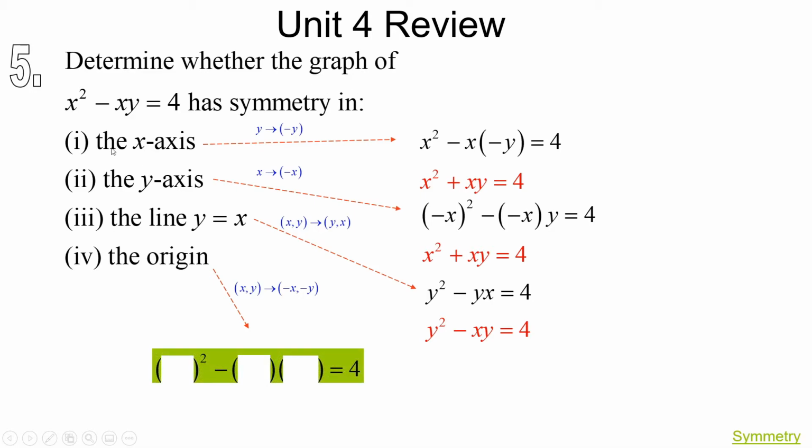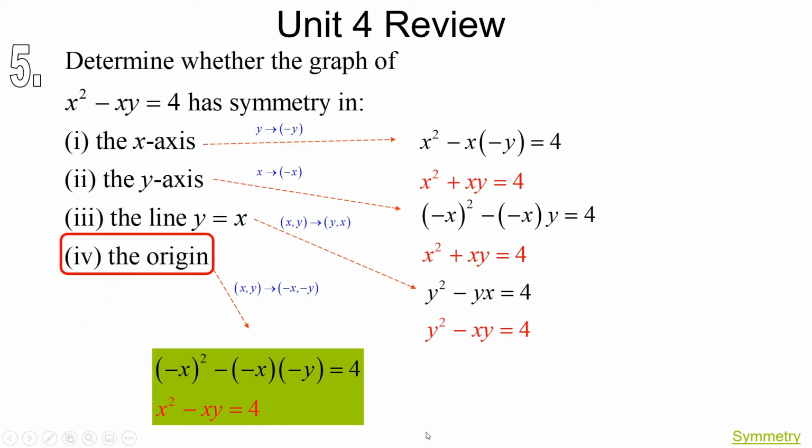All right, so this x squared becomes negative x squared, and then I've got minus x becomes negative x, y becomes negative y, and look at that. If I simplify it, negative x squared becomes an x squared, minus a negative x times a negative y becomes minus xy equals 4. That's the same equation right there in simplified form. So guess what? This relation right here, all right, has symmetry in the origin.